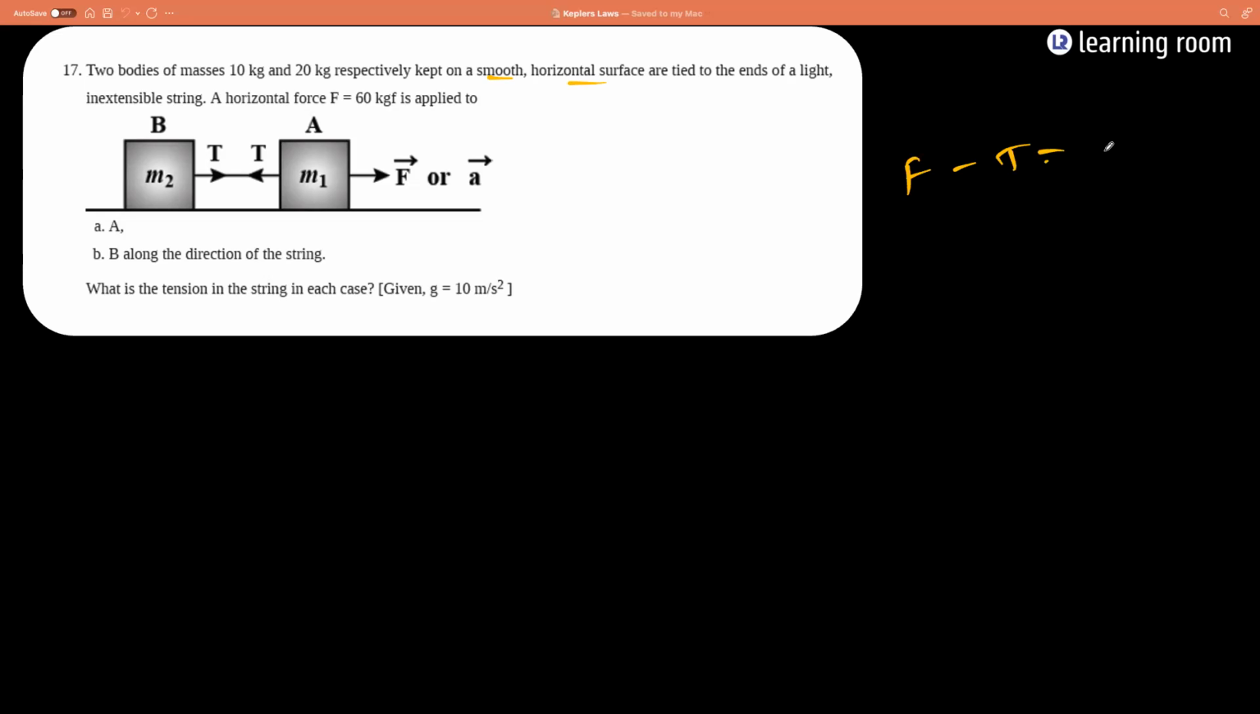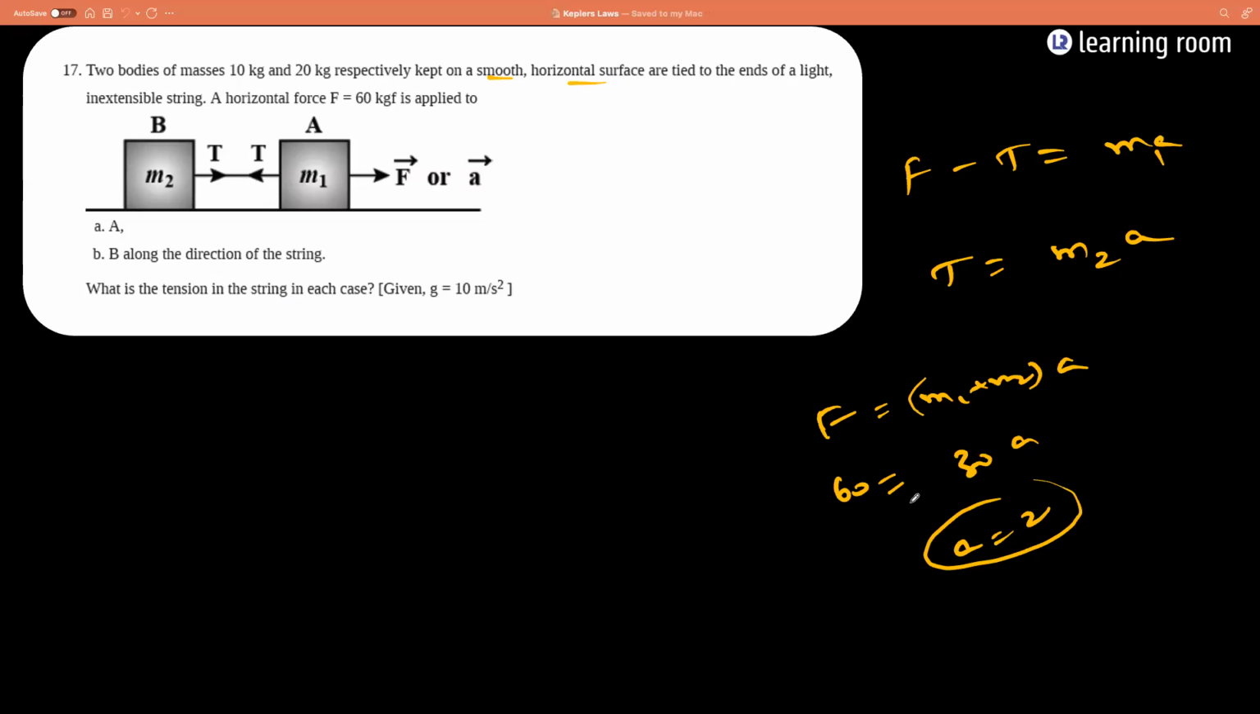So F minus T is equal to M1A. T will be equal to M2A. Add both. F will be equal to M1 plus M2 into A. Force is given, 60 is equal to M1 plus M2, which is 30, into A. Acceleration will be 2 units. So T is equal to M2 into A.